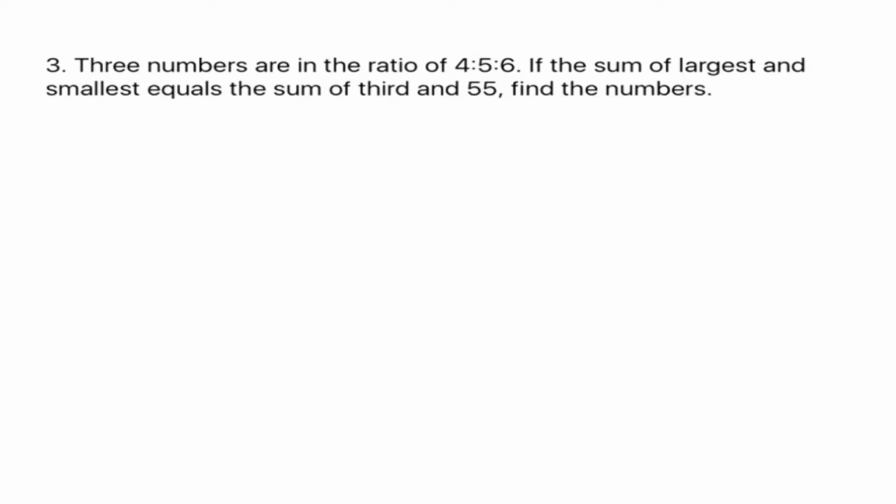Next question is, now we have three numbers that are in the ratio of 4:5:6, and it is given that the sum of the largest and the smallest number is equal to the sum of the third and 55, and we have to find each number. So in that case, we will let the numbers be 4x, 5x and 6x, as they are given in the ratio form.